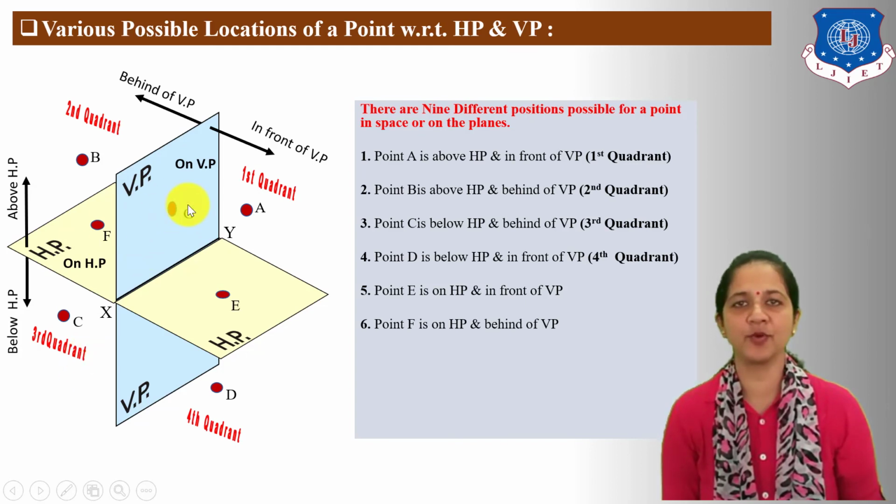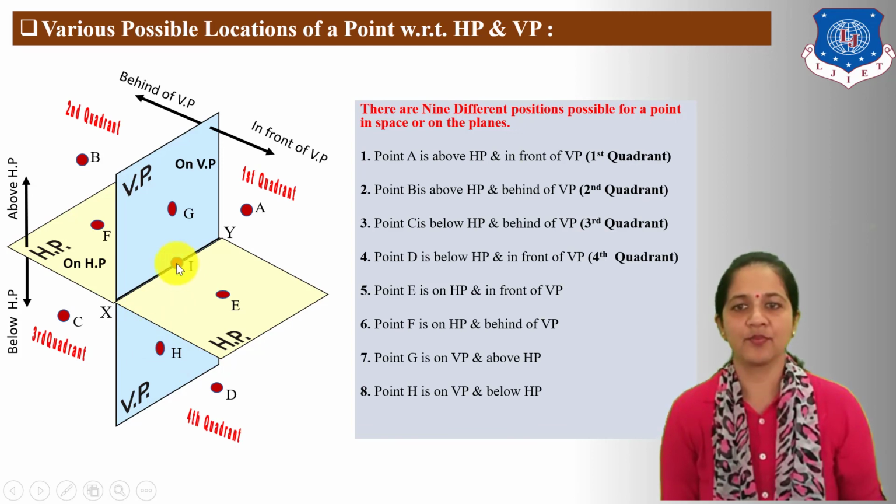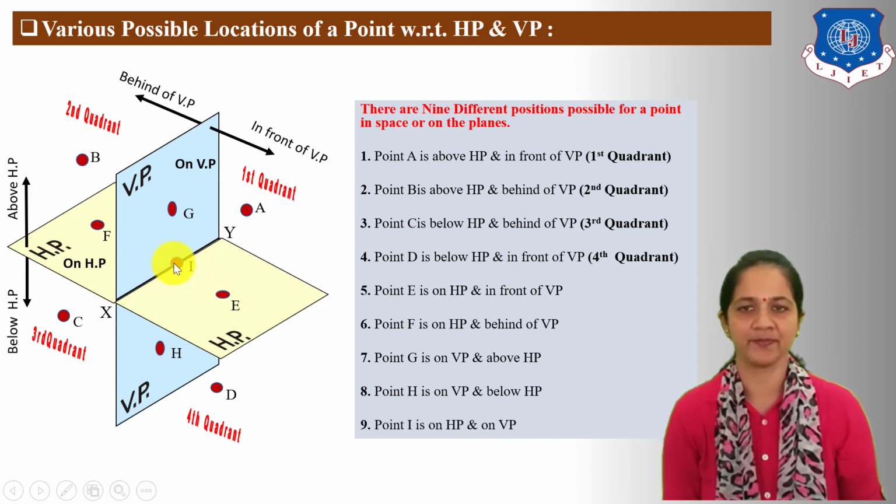Next, the seventh position is point G. Here, point G is on VP and above HP. Next, the eighth position is point H. Point H is on VP and below HP. And last, the ninth position is point I, and here point I is on HP and on VP.